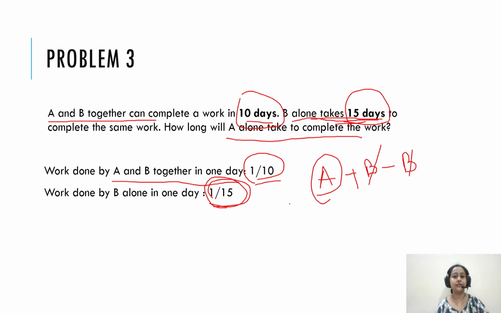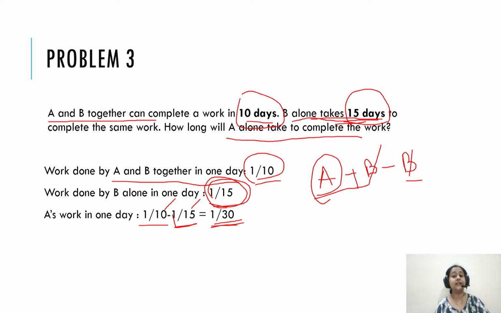So the same rule we will apply here, right? A's one day work will be 1 by 10, which is A plus B, minus B's one day work. So 1 by 10 minus 1 by 15 will give you 1 by 30. You have to take the LCM of 10 and 15, and after subtracting you will get 1 by 30. So A alone in one day can complete 1 by 30 of the whole work.